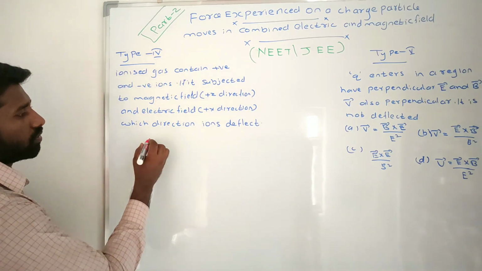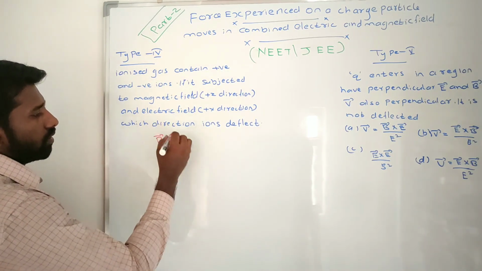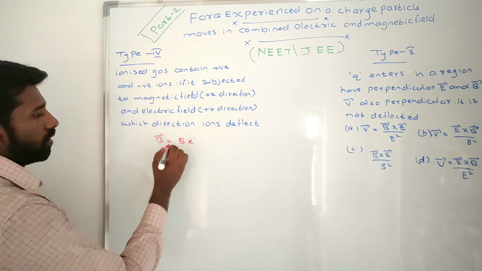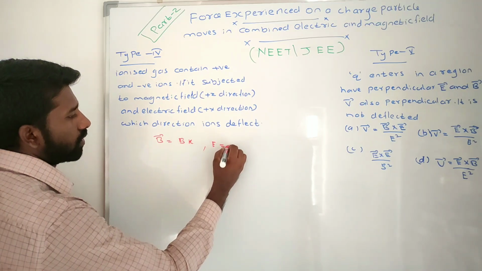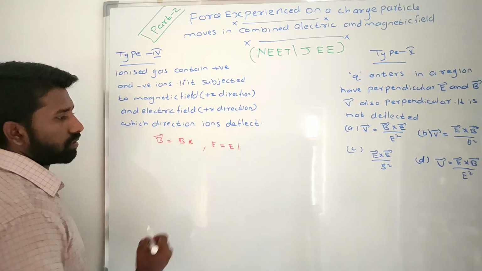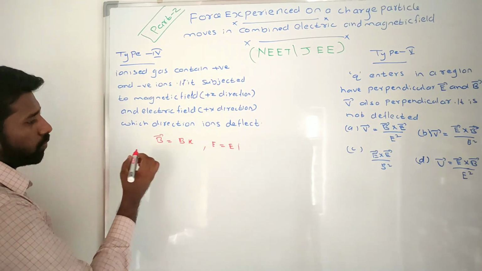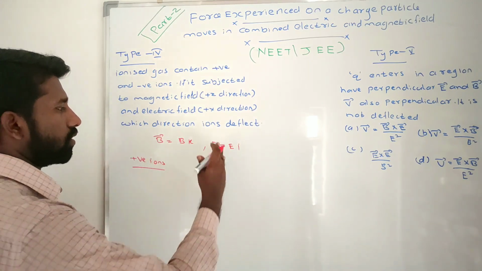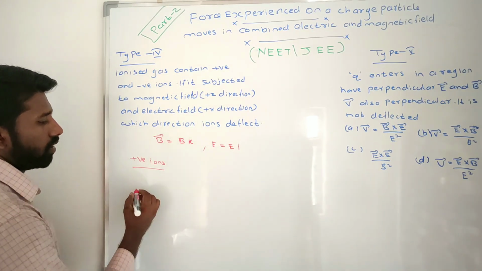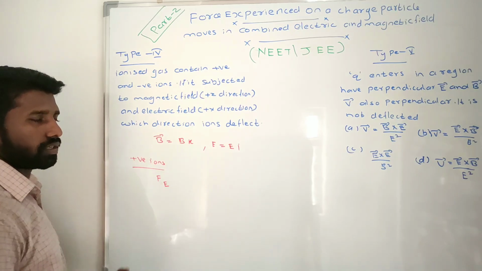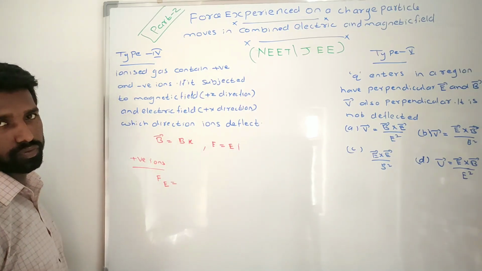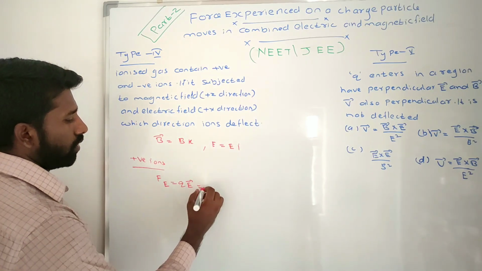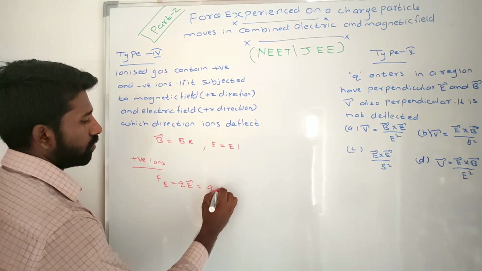We'll see. I take the magnetic field with magnitude B acting in the Z direction, that is B K, and the electric field as E into I. Now, if a positive ion is sent into this region, what will happen? It will experience two forces, the electrostatic force and the magnetic force. The electrostatic force is F equal to Q into E. For a positive charge, that is Q into E I.